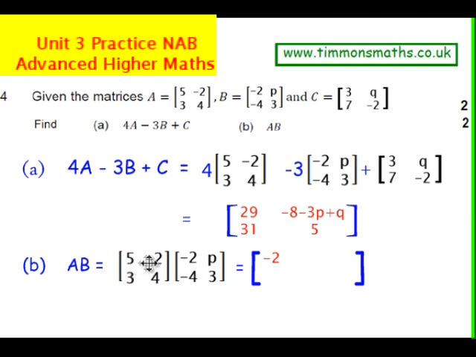First row in the second column, 5 times P is 5P, minus 2 times 3, 5P minus 6. Then the second row in the first column, 3 times negative 2 is negative 6, 4 times negative 4 is negative 16, negative 6 minus 16, negative 22. And finally, the second row on the second column, 3 times P, 3P, 4 times 3 is 12, 3P plus 12.